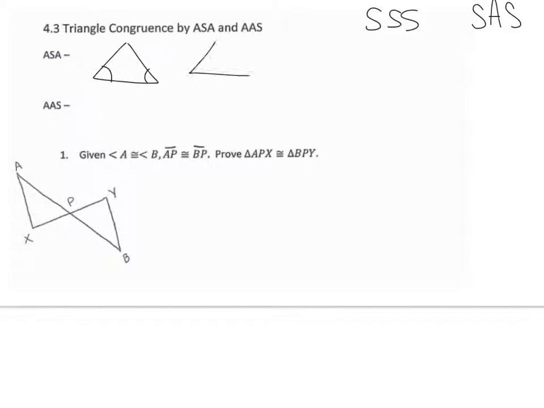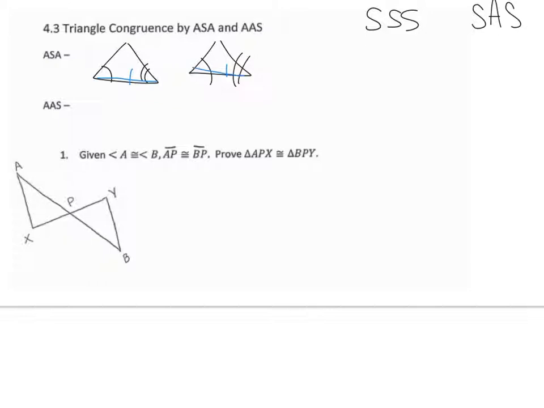So if you know that these two angles are congruent right here, and we know that these two angles are congruent right here, and we also know that the side in between them is congruent, then the other two sides and angle have to be congruent.